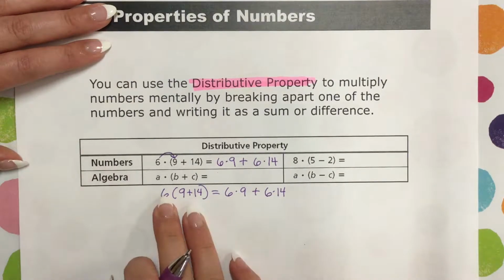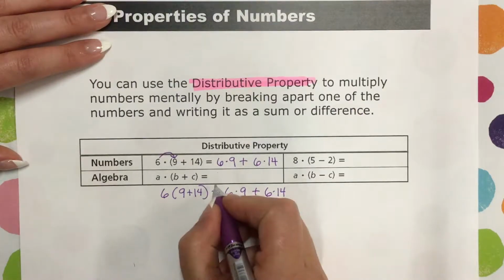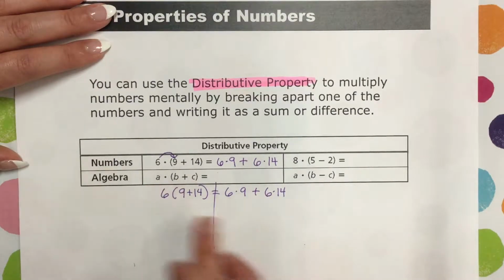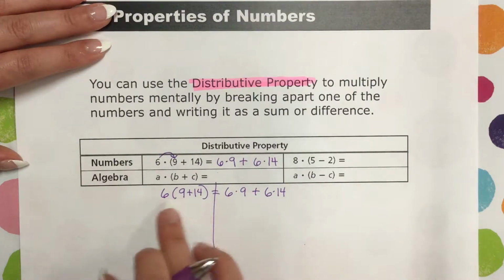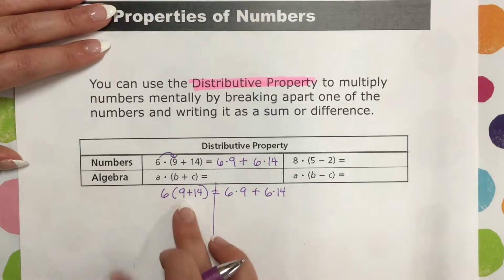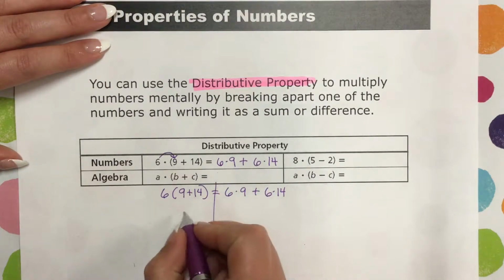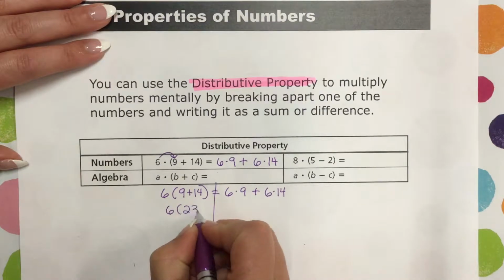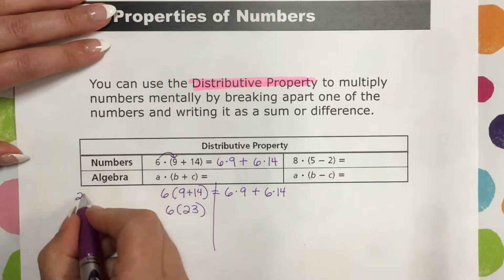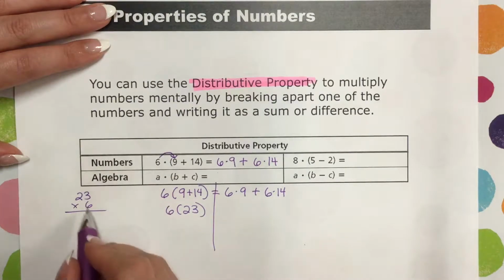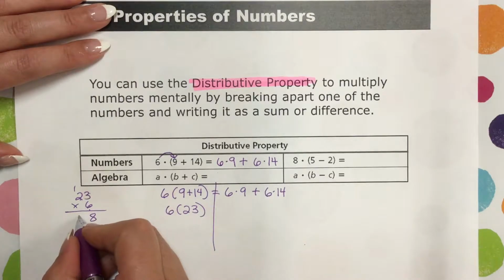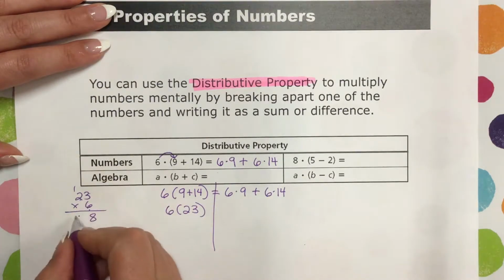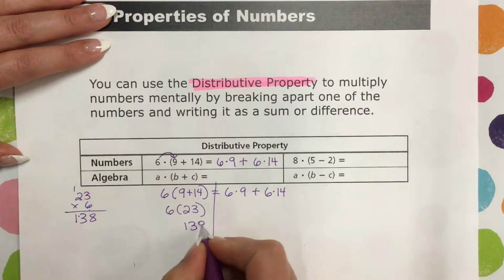All right, cool. So let's do this side of the equation. Remember, the equal sign separates an equation into two sides. So let's do the order of operations, which says we have to do the parentheses first. So 9 plus 14 should be 23. So we have 6 times 23. And if we go ahead over here on the side, 6 times 3 is 18. 6 times 2 is 12, plus the carried 1 is 13. Okay, so that equals 138.